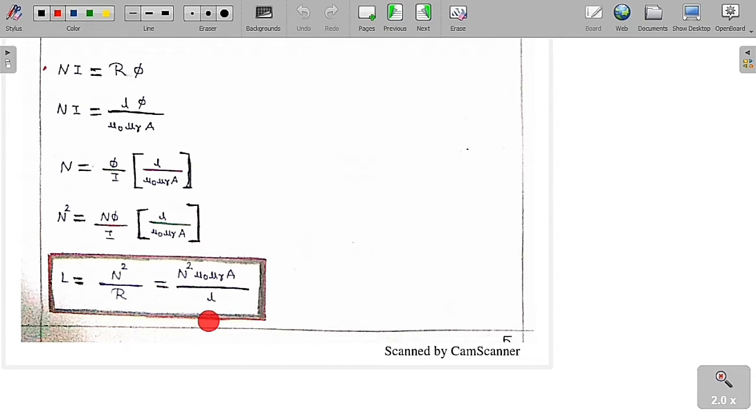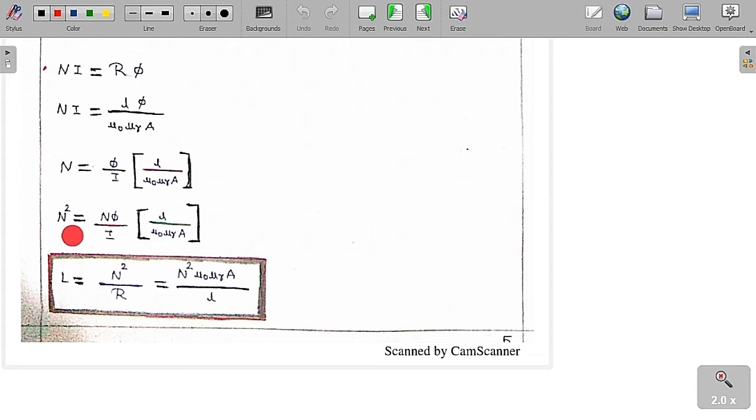Or simply, I have already told you, L has another formula. I have already told you that another unit of flux is phi equal to Li by N. So all these forms I have already told you. So L is equal to N square by R, and another formula which you can also write is N phi by I. So L is equal to N square by R is equal to N phi by I.